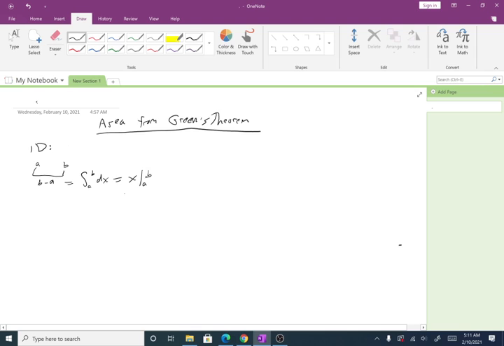So this zero-dimensional quantity here actually corresponds to that one-dimensional volume, area, length type quantity, b minus a. So in 2D, we know that the area of a region R bounded by a closed curve C is actually this expression.